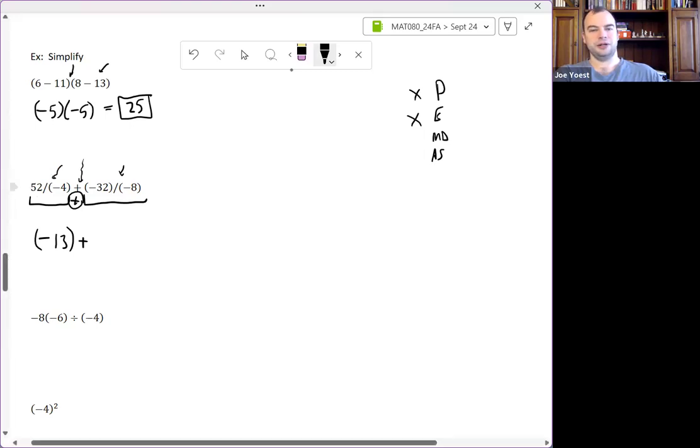-32 over -8, I now have the quotient of two integers with the same sign. The answer is going to be positive. And the number associated with the answer is going to be 32 over 8, or 4, because 4 times 8 is 32.